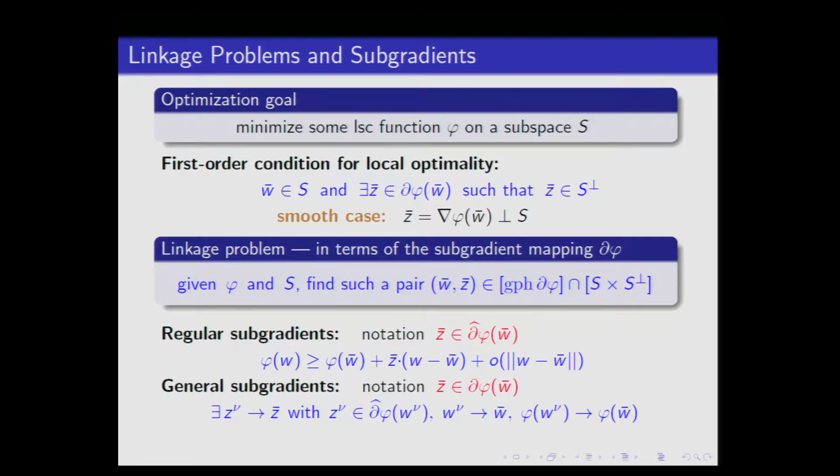Then this is what I've been calling a linkage problem. It is similar to what John Spingarn did in his work long ago with a partial inverse method involving a monotone mapping. You could think of it as a problem involving a mapping. Here it's the graph of a subgradient mapping. Given a function phi, that is, given a subgradient mapping, and S, I want to find a pair that belongs to the graph of that, with the one in S and the other in the complementary space. And so you could think of trying to solve that. So suppose phi is convex. I have something monotone, and then I would be looking at the kind of problem that Spingarn looked at.